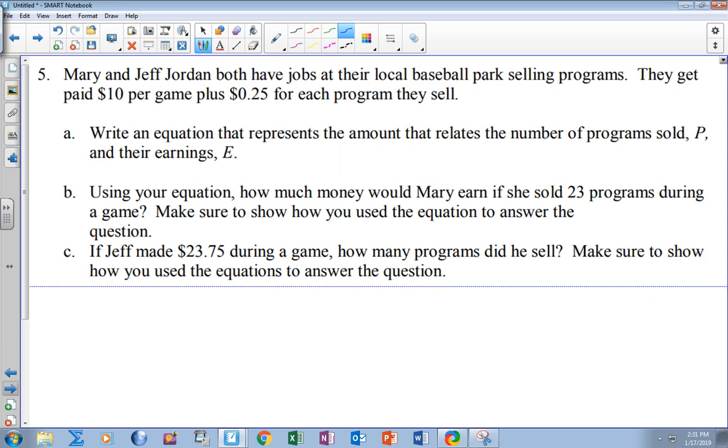So the next one, it says Mary and Jeff Gordon both have jobs at their local basketball park selling programs. They get paid $10 per game plus 25 cents for each program they sell. Write an equation that relates the number of programs sold P to their earnings. All right. So that means that your earnings E is going to equal what?